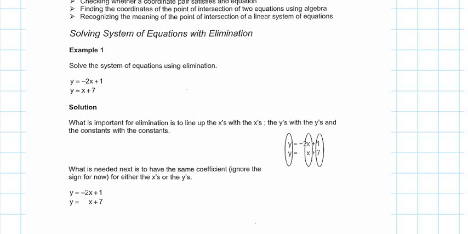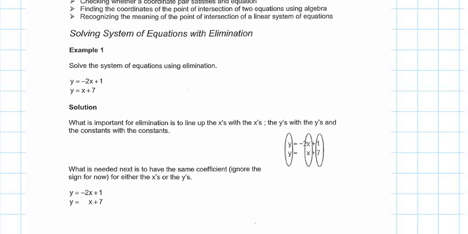Lesson 15, elimination. So we learned how to solve a system by graphing. We also learned how to solve by substitution. Now we're going to learn how to solve by elimination. Still doing the same thing where we're looking at a point of intersection of the two lines, but we're doing it in a different way, okay?